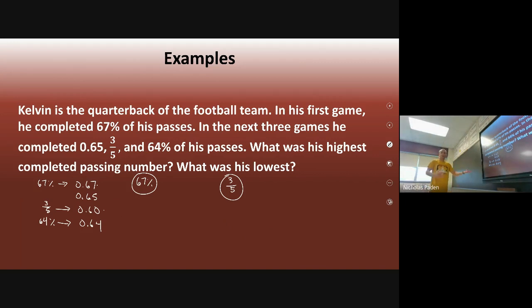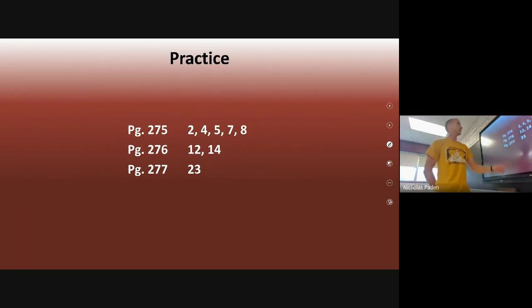So like I said, just a word problem, but we're still comparing those rational numbers. Right, so once you've got that, you will want to go ahead and start on these problems in your book.